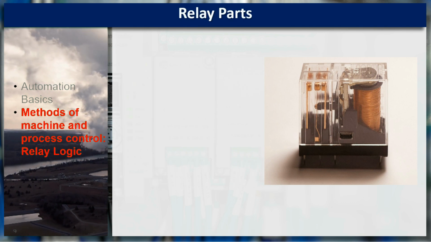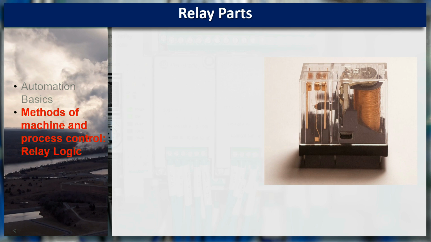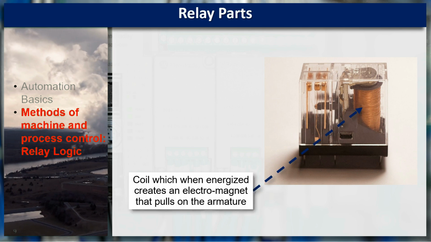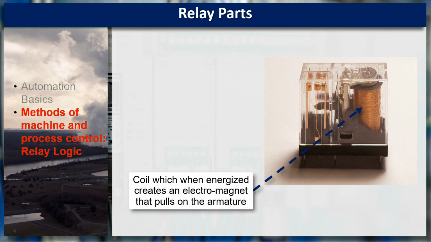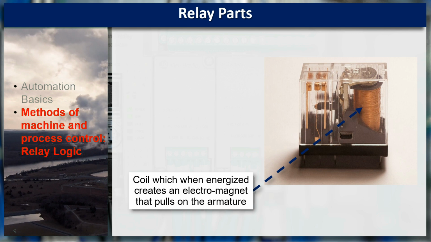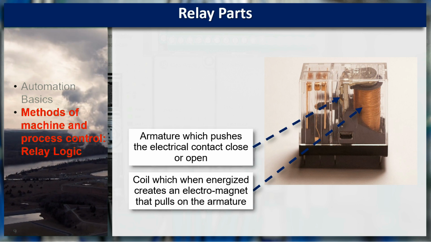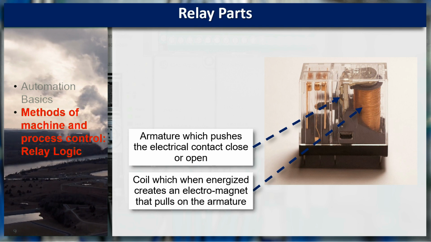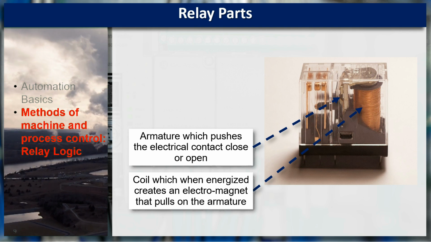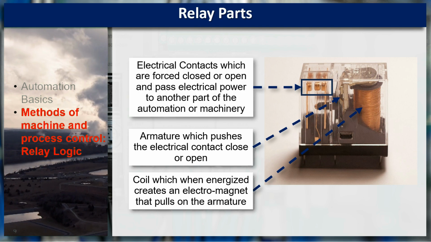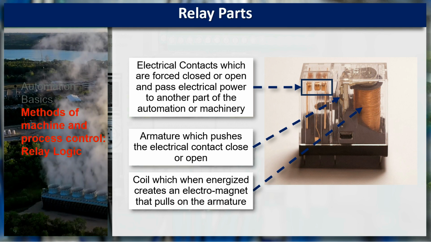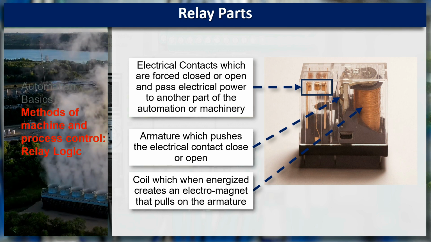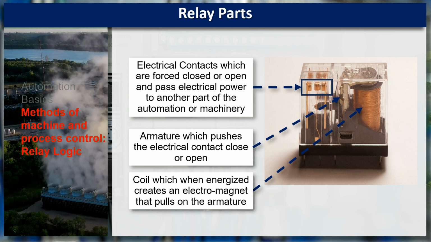Let's begin by looking at the relay itself. First of all, it has a coil, which when energized, creates an electromagnet that pulls on the armature. The armature, which then moves backwards and forwards, pushes the electrical contact closed or open. The electrical contacts, which are forced closed or open, pass electrical power to another part of the automation or machinery.